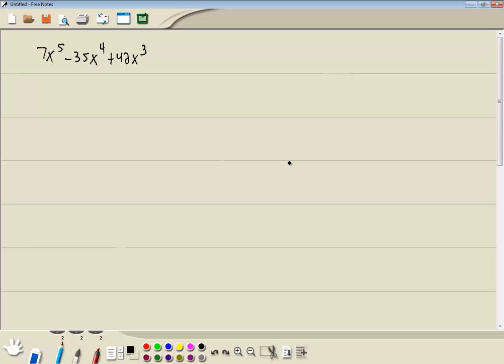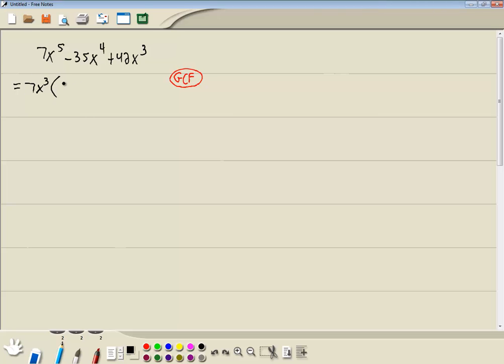So from over here, first off, I notice they all have something in common, so we can do GCF. Number-wise, 7, 35, and 42, they're all divisible by 7, so I can bring a 7 out. Now x's, I can bring out 3 x's, because we have 5 x's here, 4 x's here, 3 x's here. If they all have x to a power, you can bring out the one with the smallest exponent.